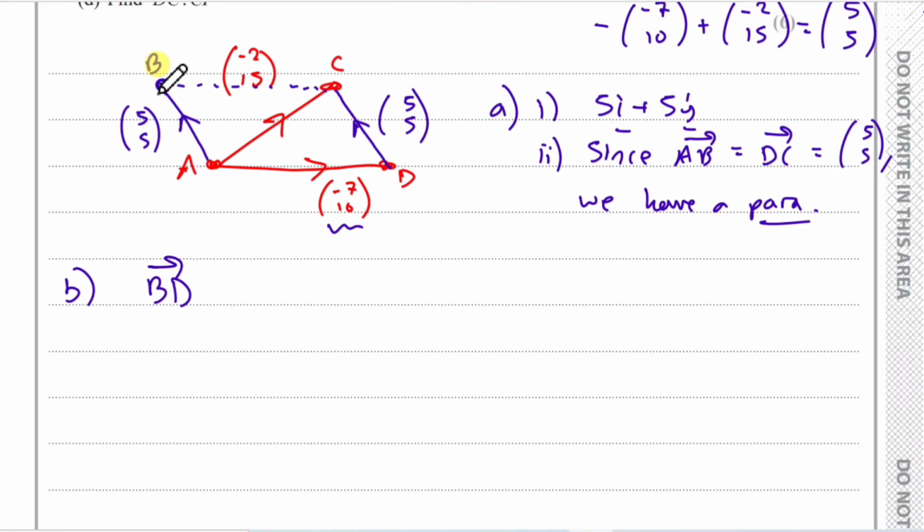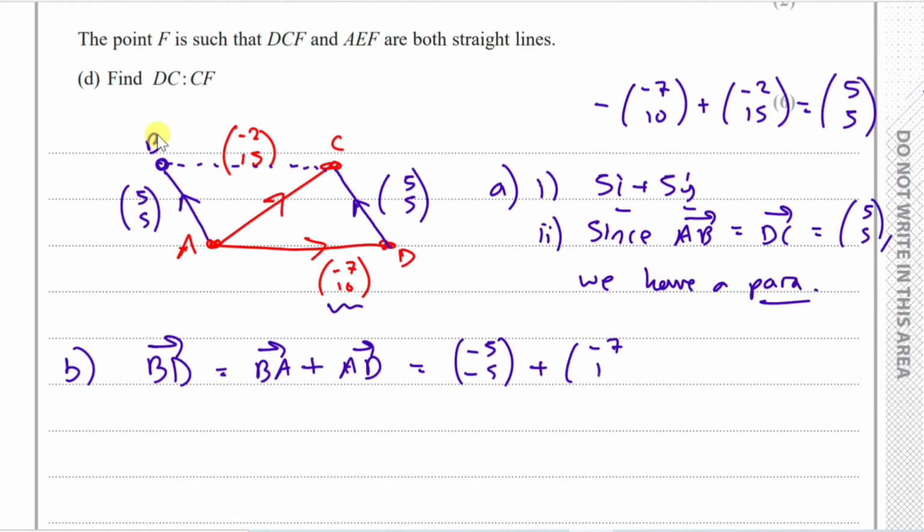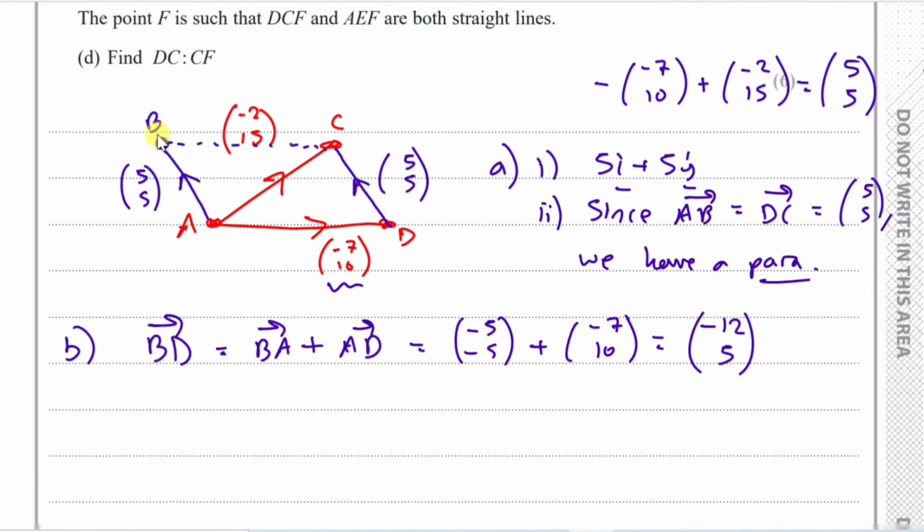Well, if we look at B, we can go from B to A, and then A to D. So this equals BA plus AD. And because you're going against the arrow, it will be the negative version, so it will be minus 5, plus AD, which is minus 7, 10. And then adding this up, you should get a minus 12 on the top and 5 at the bottom. Okay, cool. So now we have a vector.